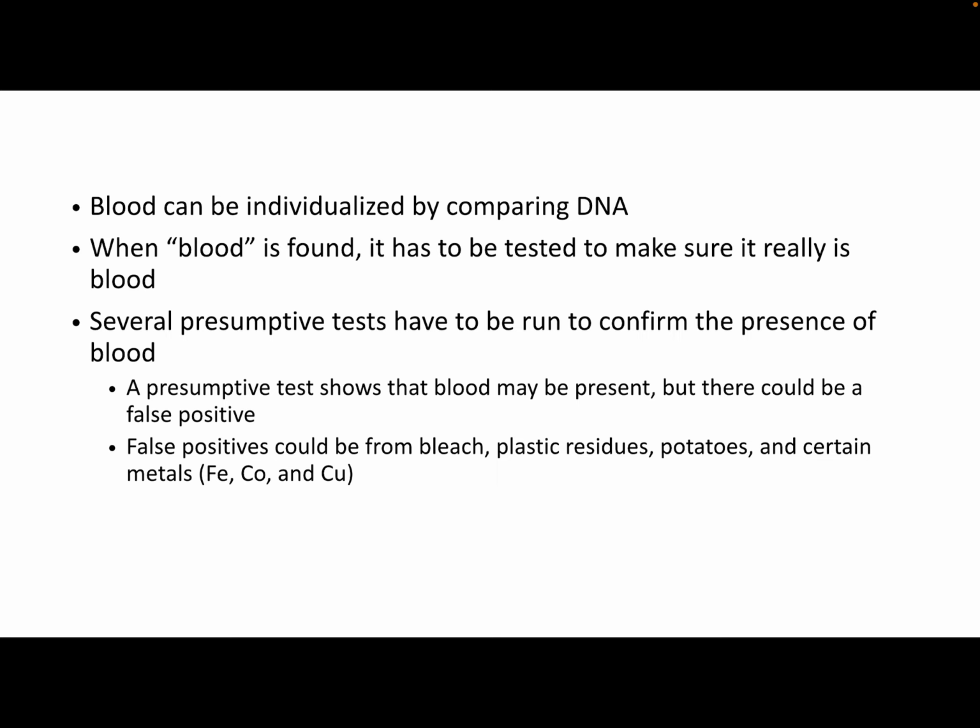And when what we believe is blood is found, it has to be tested to make sure it's blood. It might be some form of simulated blood. It might be mixed with something so it doesn't appear as if it's really blood, but it has to be tested to see if it actually is blood. Several presumptive tests are going to be run on the sample to confirm the presence of blood. A presumptive test we mentioned last unit with the spot test. But a presumptive test shows that blood may be present. So if it changes color or reacts, it's likely that blood is present.